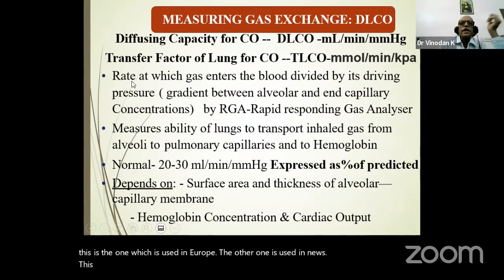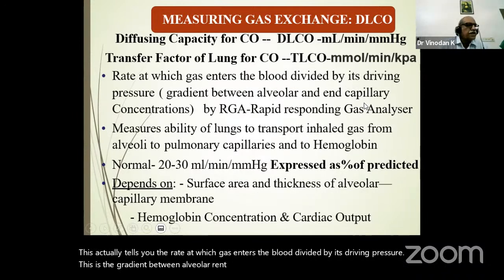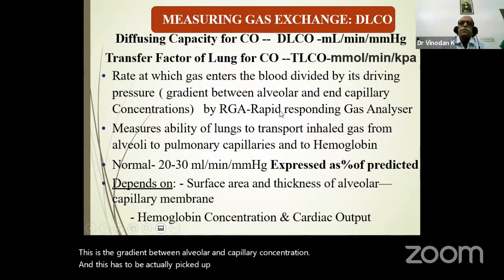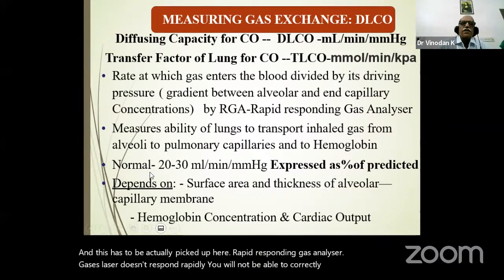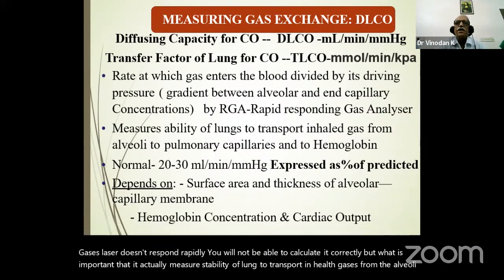This actually tells you the rate at which gas enters the blood divided by its driving pressure. This is a gradient between alveolar and end capillary concentration. And this has to be picked up by a rapid responding gas analyzer. If the gas analyzer doesn't respond rapidly, you will not be able to calculate it correctly. But what is important is that it measures the ability of lung to transport inhaled gases from the alveoli to pulmonary capillaries and to hemoglobin.